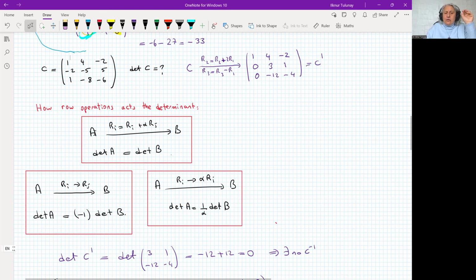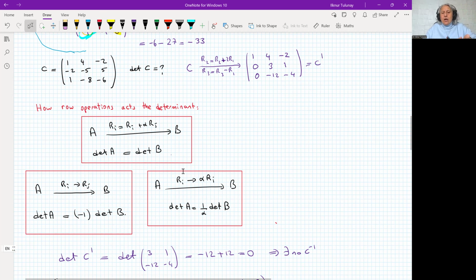This is the formula for it. If you're doing this kind of operation, multiplying a row and adding it to another row, nothing will change. So the determinant of A and the determinant of B will be the same. You're obtaining the matrix B by doing these row operations, and the determinant will not be affected. So the determinant of C is equal to the determinant of C prime in this case.